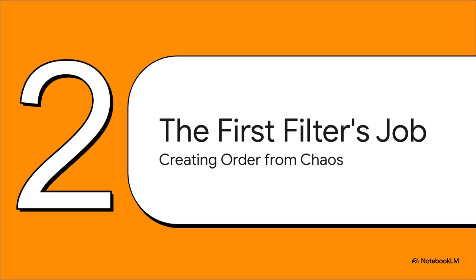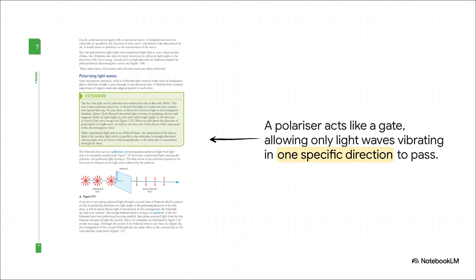Let's talk about the first filter's job. The best way to think of a polarizer is like a picket fence with really narrow slots. Now, when all that messy, vibrating in every direction light hits the fence, what happens? Well, only the parts of the wave that are vibrating up and down, the ones that are aligned with the slots, can actually squeeze through. Everything else, blocked. And what comes out the other side is that beautiful, clean, vertically polarized light.